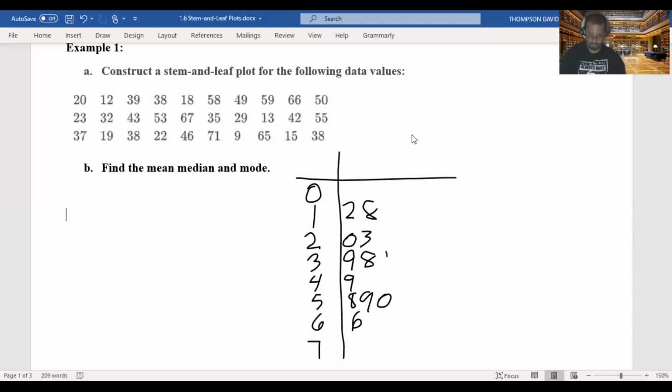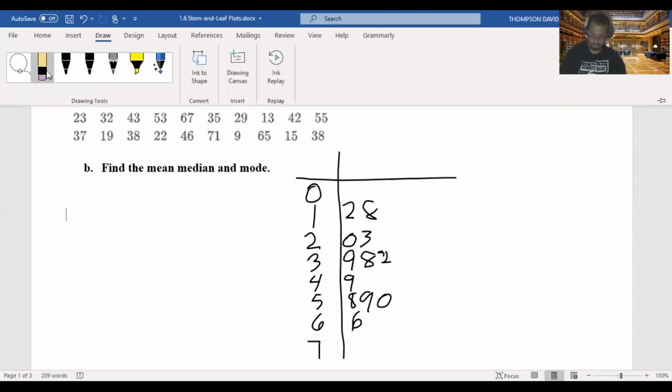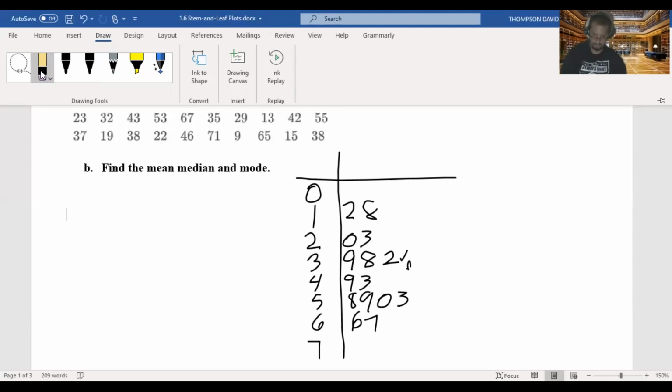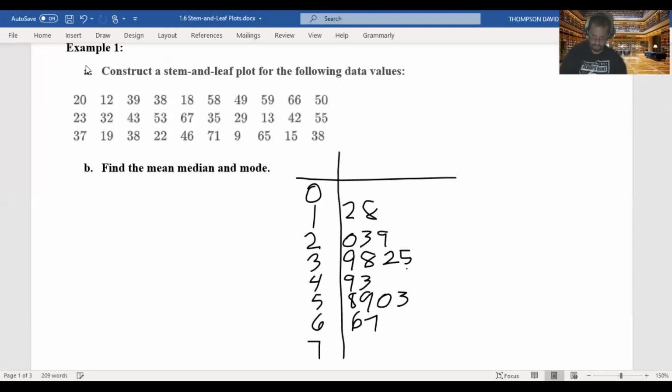32 into 3 and 2. 43 into 4 and 3. 53 into 5 and 3. 67 to 6 and 7. 35 into 3 and 5. 29 into 2 and 9. 13 to 1 and 3. 42 into 4 and 2. 55 into 5 and 5. 37 to 3 and 7. 19 to 1 and 9. 38 into 3 and 8.